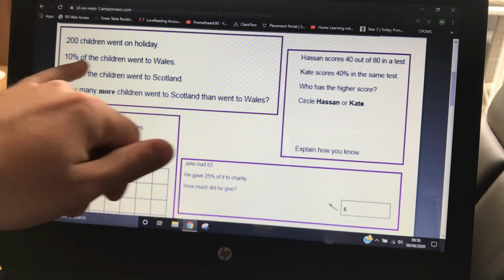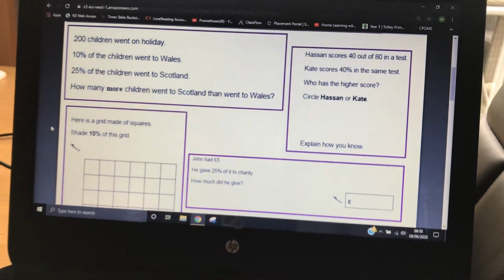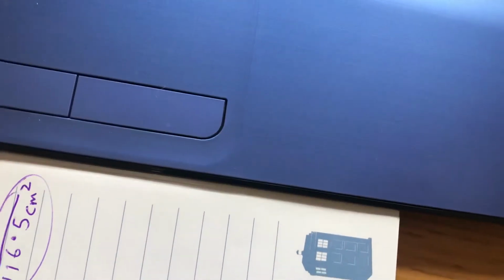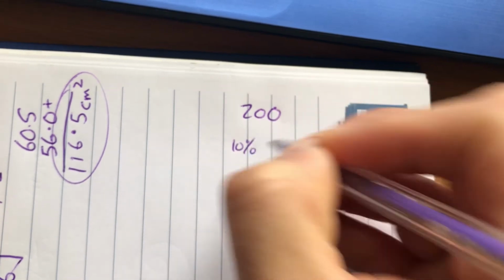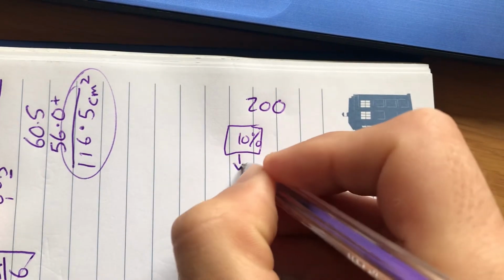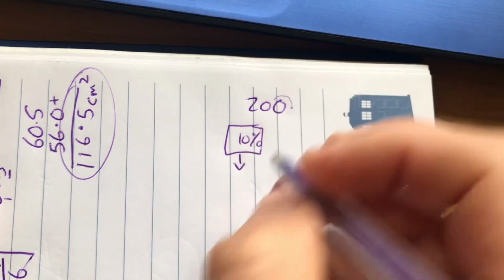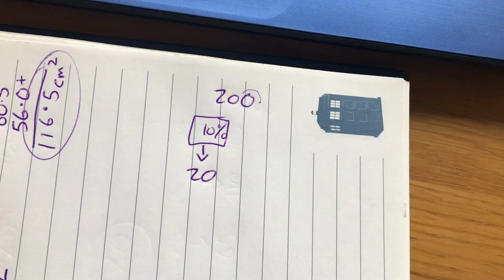So 10%, well that's easy, isn't it? 10% is just divided by 10. So we've got 200. We need to find 10% first. That's what we know we need to find. So 10% divided by 10. Well, that's 20. Lovely. We also need to find 25%.